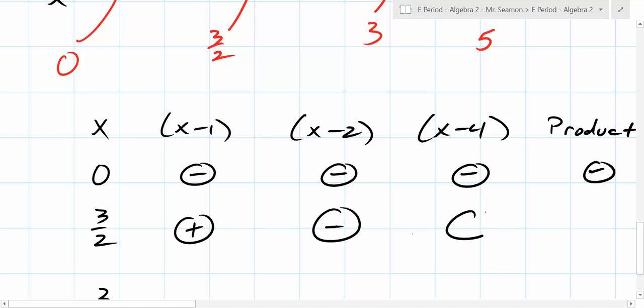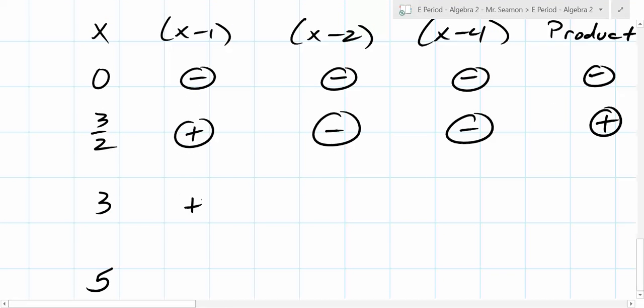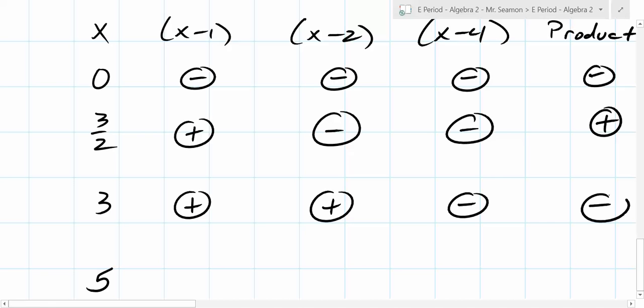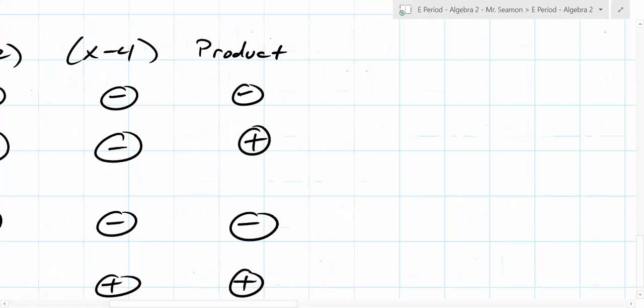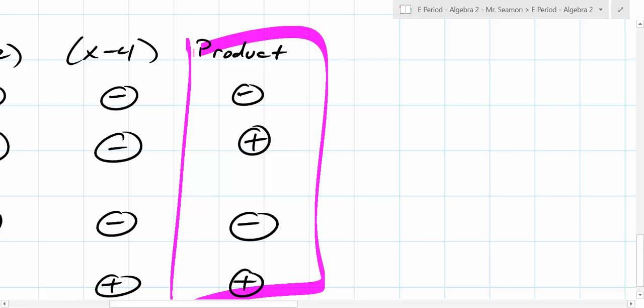Negative. What about here? What's a positive times a negative times a negative? A positive. What about 3? Oh, it's going to be positive, and positive times a negative is a negative. And 5 is going to be positive, positive, and positive. Now, you see how it alternates? We're looking at the product here. That's what we're looking at.